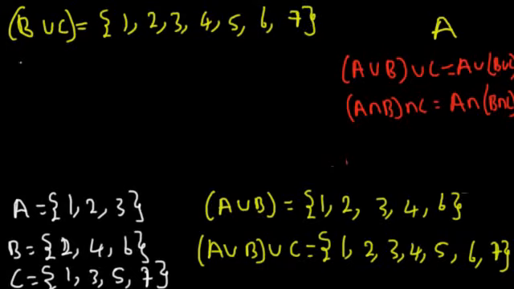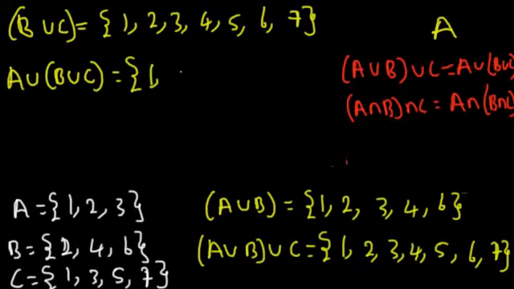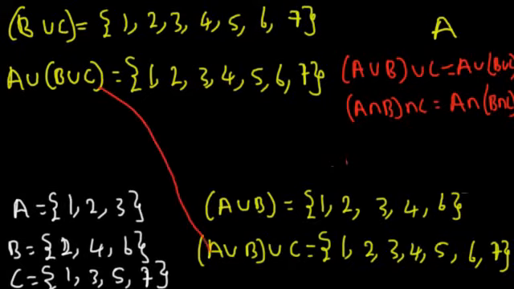All right, now A union (B union C) will be equal to what? 1, 2, 3, 4, 5, 6, 7. Now the fact that this and these are the same, therefore the law is true for the first case. So now let's check out the second case.